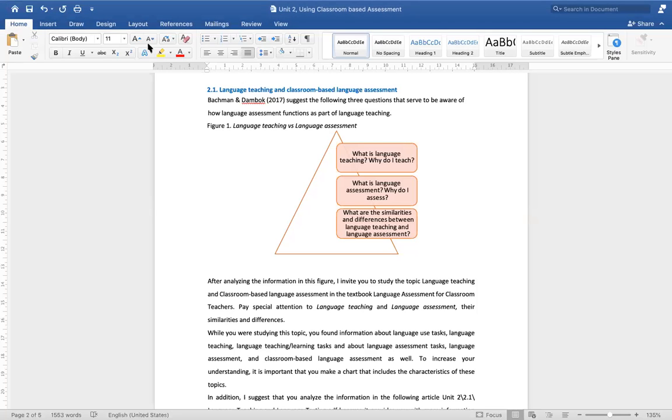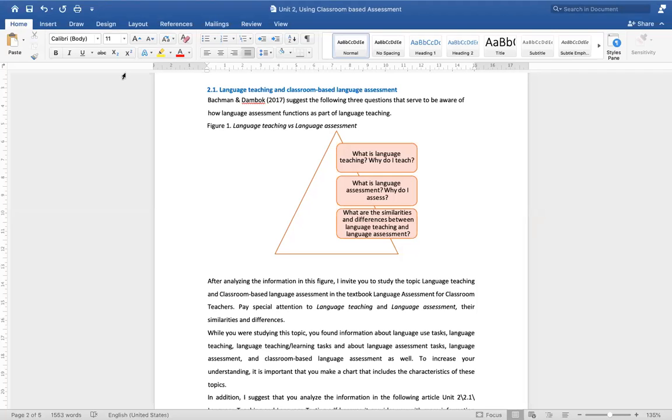Language teaching is referred to the instruction of the words and grammar of a different language, and language assessment is something that you could realize if the student, what the student learned, what their abilities are, and also refers to the evaluation process in order to check how much our students know about language.